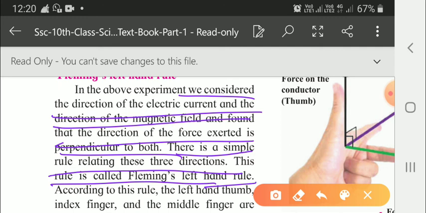So according to this rule, the left hand thumb, the index finger, and the middle finger are stretched to be perpendicular to each other. So each should be perpendicular to each other. If the index finger is in the direction of magnetic field and the middle finger points toward the direction of the current, then the thumb should be in the direction of force on the conductor. So we have to determine the direction of the force on the wire in this experiment, and we can verify this activity.